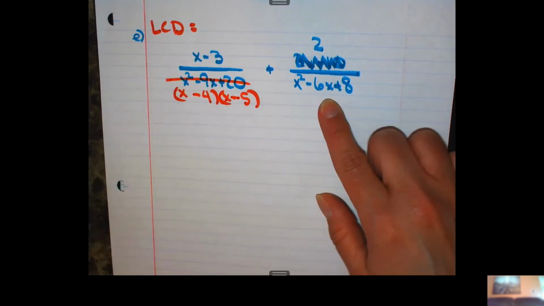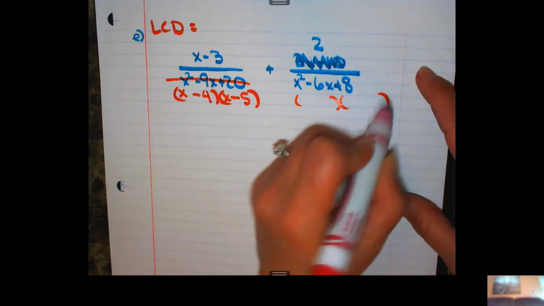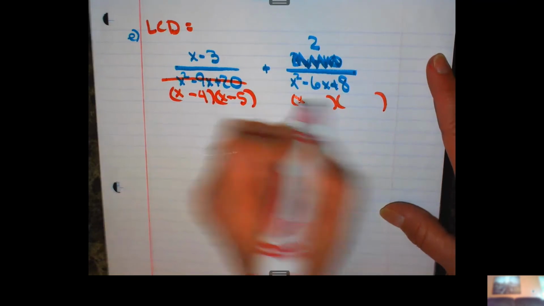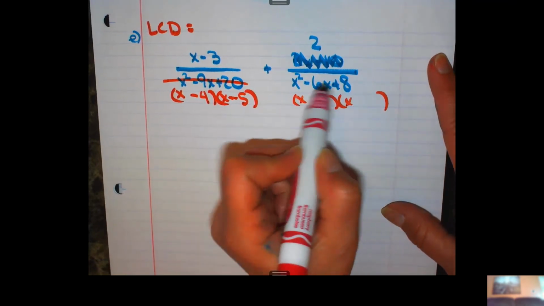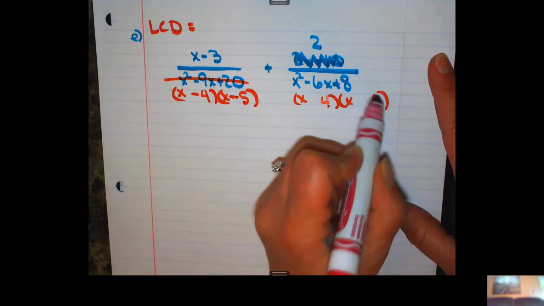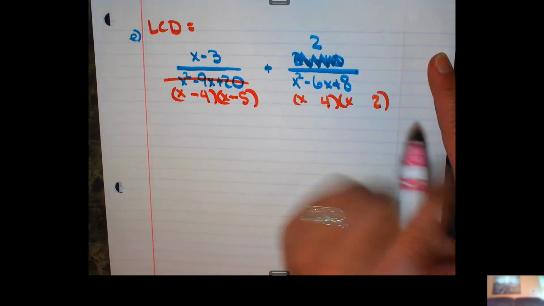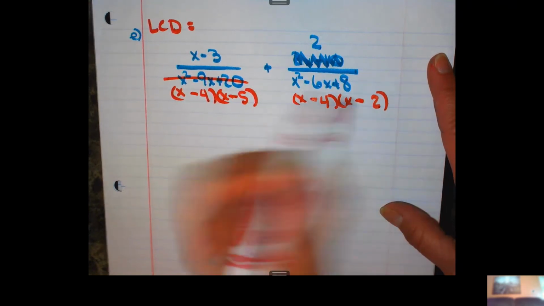Now I go over here, I'm going to factor this. 2 sets of parentheses. X and x. Factors of 8 that add up to 6 would be 4 and 2. Again, because we're adding, we need the same sign, and that means they're both minuses.